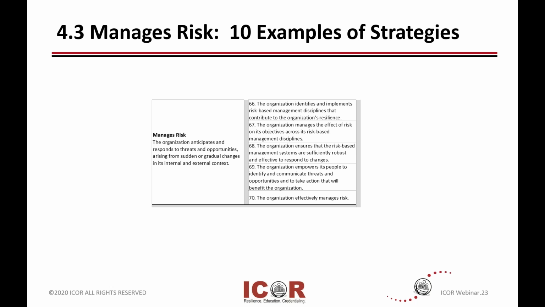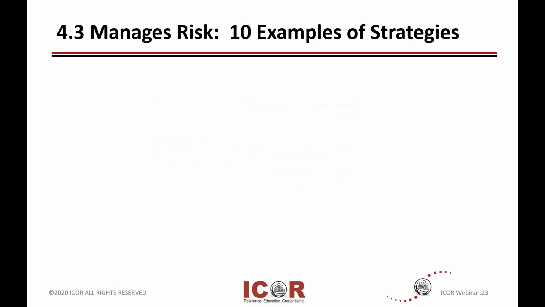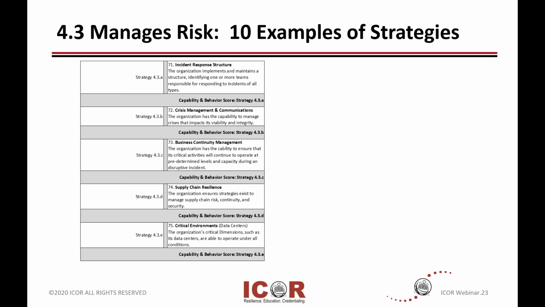And now we're going to give you 10 examples of what that might look like. So we have what we call sub-strategies. And each of these is something that you probably will find familiar. So you have an incident response structure. You've got a crisis management communication structure. You have the capability to manage your business continuity aspects. You've got strategies to manage supply chain risk, continuity, and security. And your data centers and other critical environments are able to operate under all those conditions.